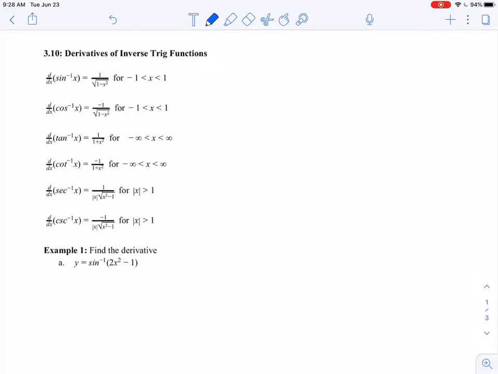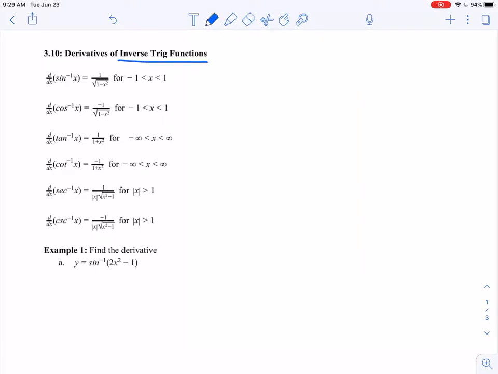All right, we've got a new section. We've got 3.10, and we are still talking about derivative rules. I promise we're almost done with derivative rules. This is one of the last sections we're going to talk about here. And we're going to be looking at derivatives of inverse trig functions.